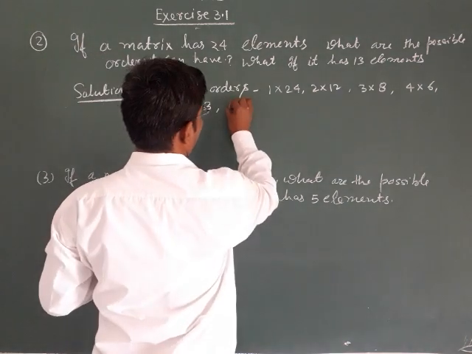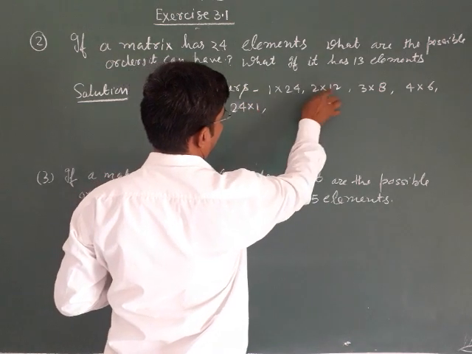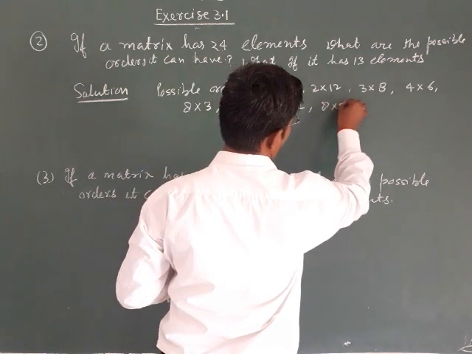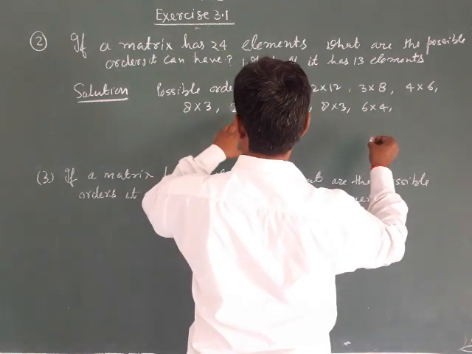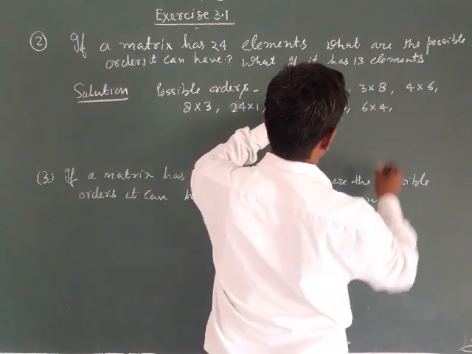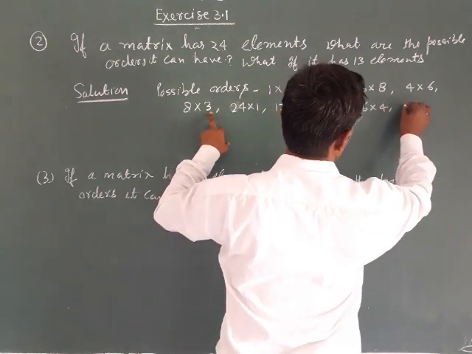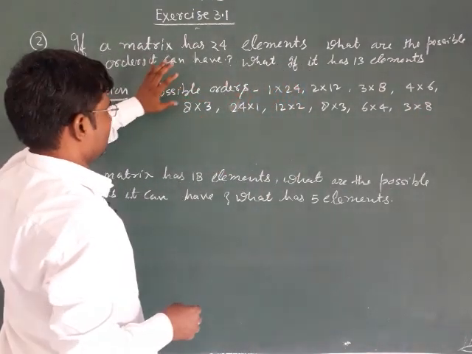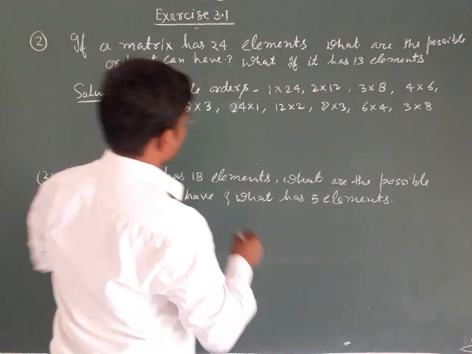So now again, 24 rows and 1 column in reverse, and 12 into 2, 8 into 3, 6 into 4. These are the possible orders of a matrix with 24 elements.